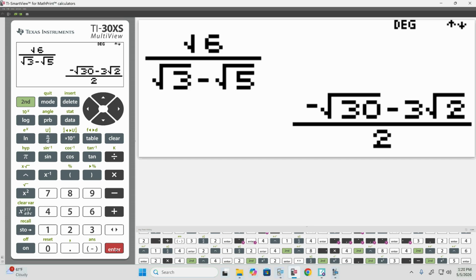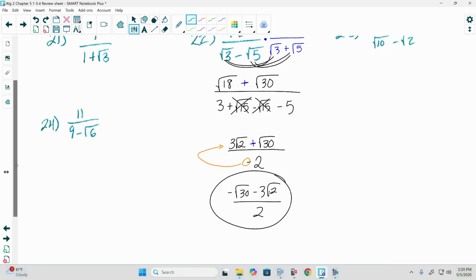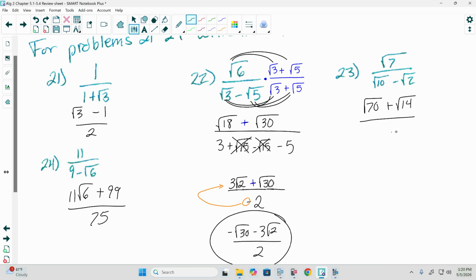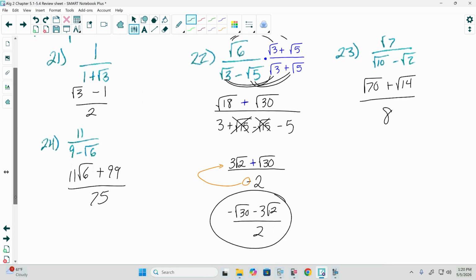(30xs) would also do these too. Which means really 21, 23, and 24, we can grab that calculator, throw it in, and it will tell us that each one respectively. Questions on 21 through 24?